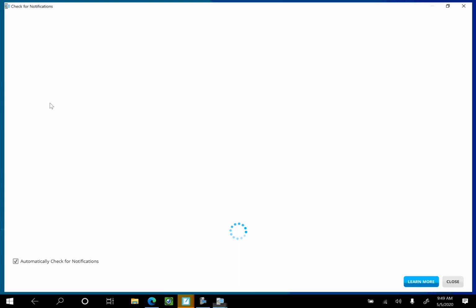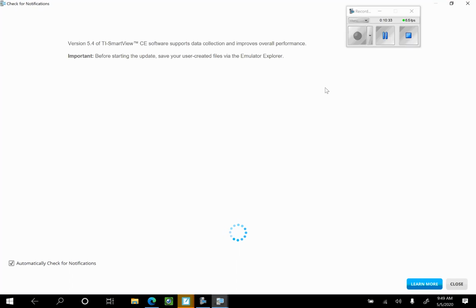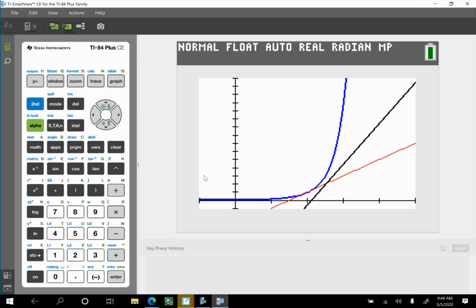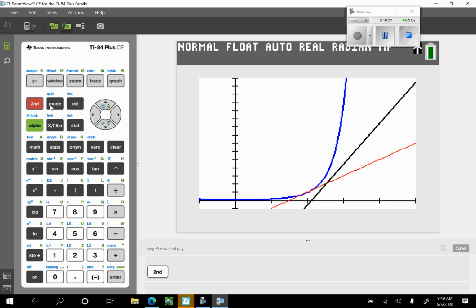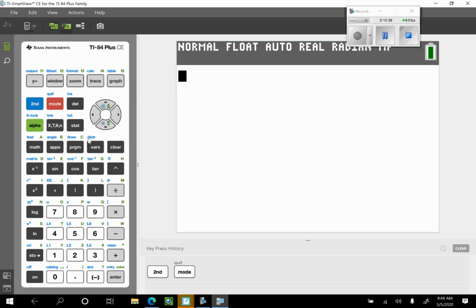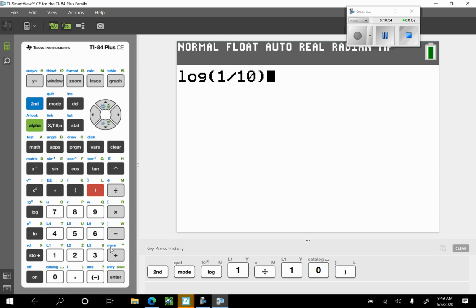I'm going to show you something here. If I go to my home screen, whoopsie, I don't know what happened. If I go to my home screen, okay, clear this, and I look over here, do you see this button here, the log button? I'm going to push that button, log of 1/10, 1 divided by 10. Bam, it is -1. Oh, what's log of 1,000?